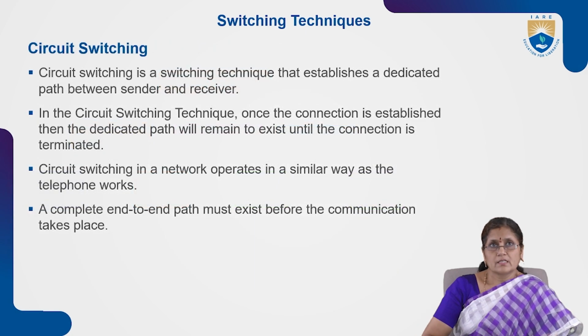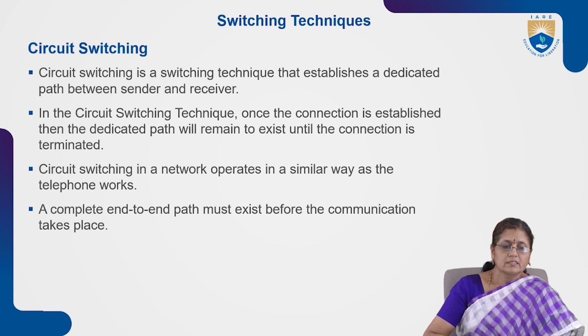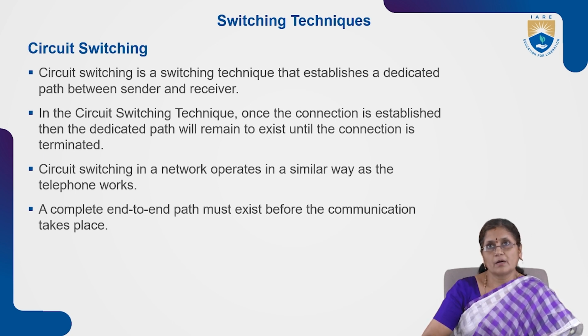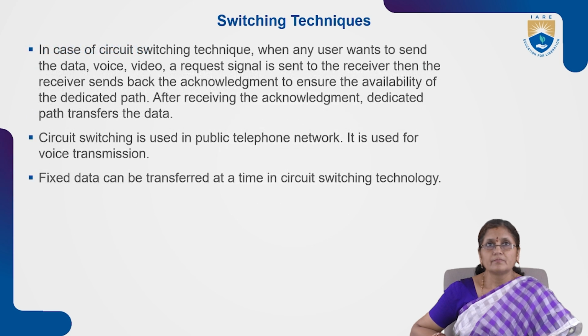First of all, let us discuss circuit switching. What is circuit switching? Circuit switching is a switching technique. It establishes a dedicated path between sender and receiver. In this technique, once the connection is established, this dedicated path will remain to exist until the connection is terminated. A circuit switching network operates in a similar way as the telephone networks. A complete end-to-end path must exist before the communication takes place. So circuit switching operates like a telephone network.